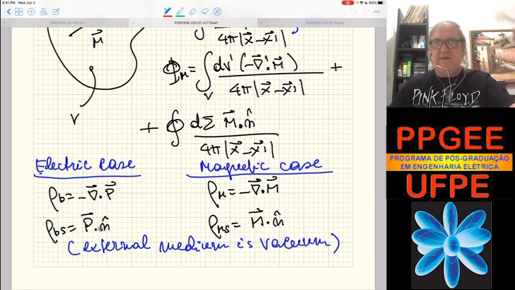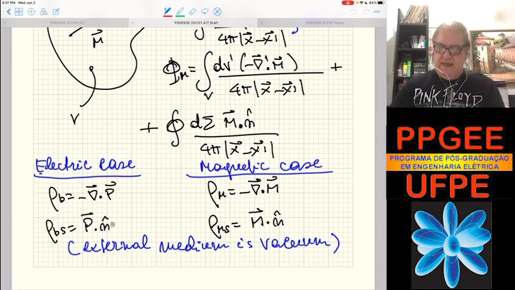If you have different material outside, we have two different materials. We would have a very similar equation in which you have the discontinuity of normal P equals rho bs. It's the same as the rho ms.